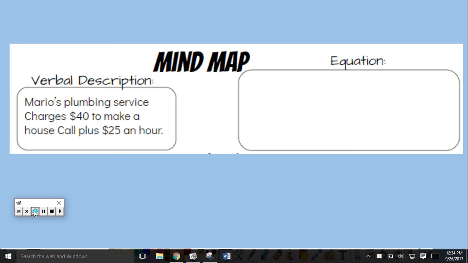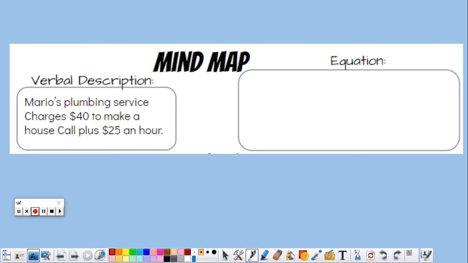$40. What does that sound like to you? Immediately, you owe me $40. What does that sound like? Initial value. So I want you to underline $40, and I want you to write initial value wherever you can find room. You can write IV as long as you know what IV stands for.